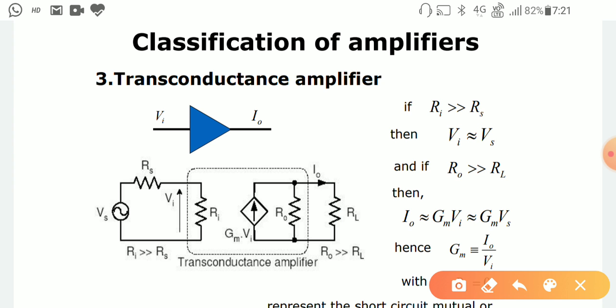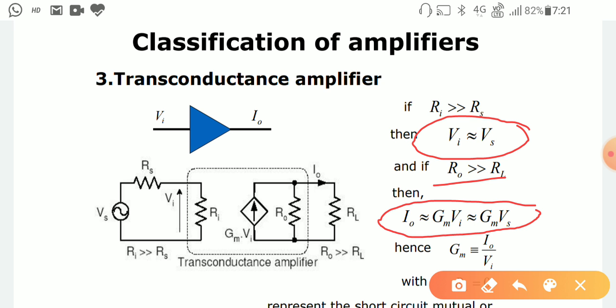So for the first condition on the input side, the conclusion is that the input voltage should be equal to, or tend to equal, V of S. And if you consider the output condition, then the current at the output side will be I0 tends to equal Gm V of I equals Gm V of S. G is specified for the transconductance value.